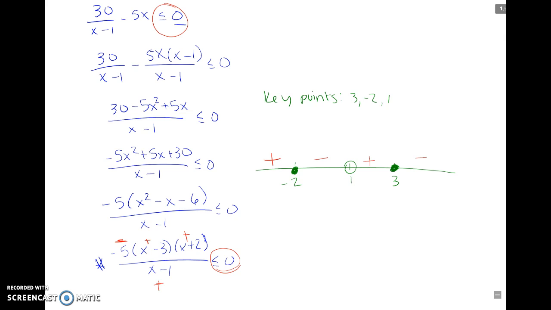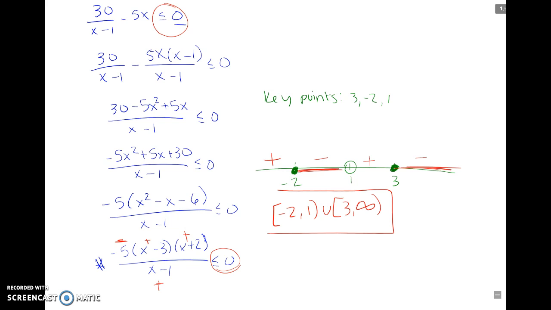Now, our original equation, way up here, is asking when is this equation less than or equal to 0? So when is this equation negative? Okay, it's negative right here in this region, or that interval, and then it's negative right here. So to write our interval notation, from negative 2 to 1, including the negative 2, not including the 1, in union with 3 to infinity, including the 3, not including the infinity. So that's my answer.